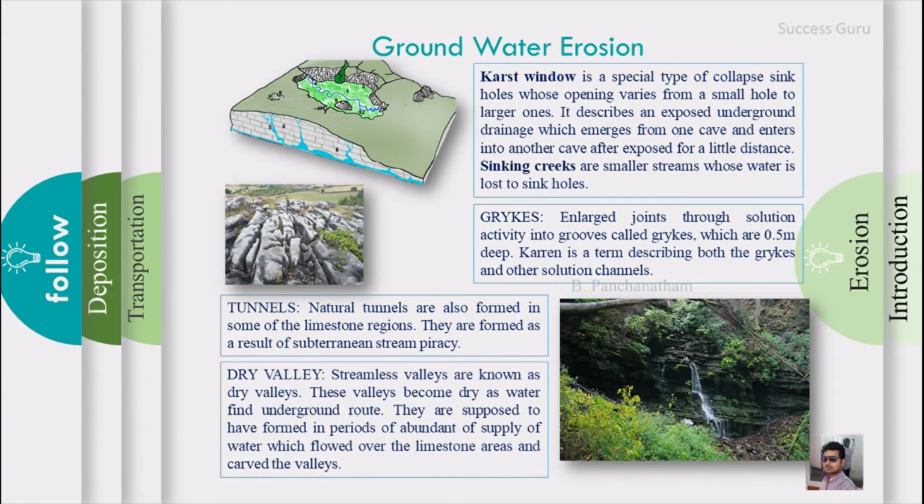The dry valley. The streamless valleys are known as dry valleys. These valleys become dry as water finds an underground route, and they are supposed to have formed in a period of abundant supply of water which flowed over the limestone area and carved these valleys.